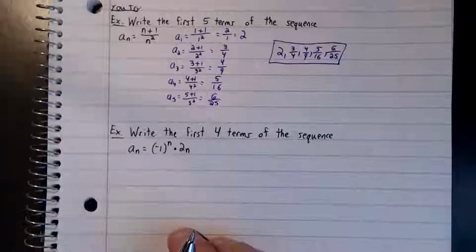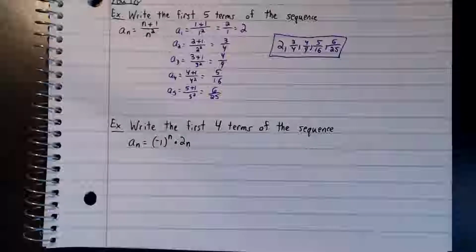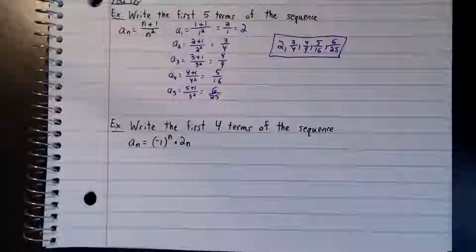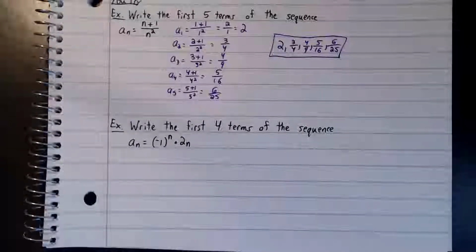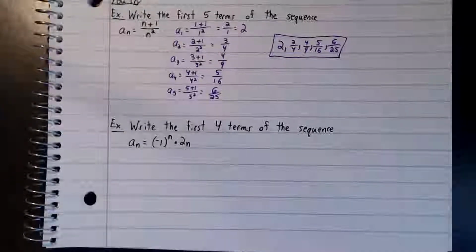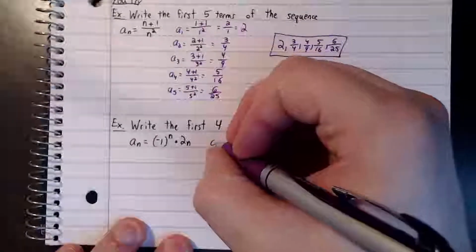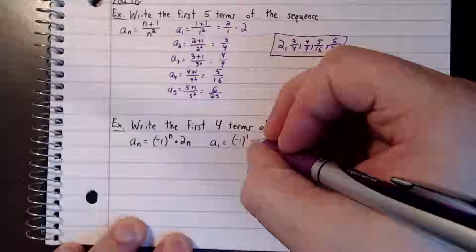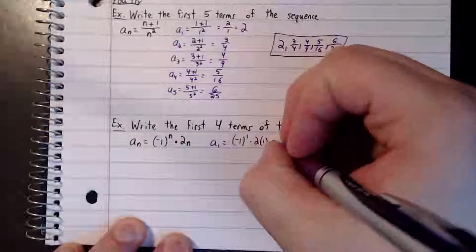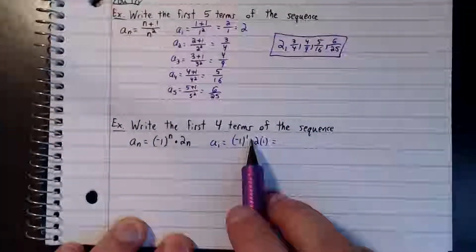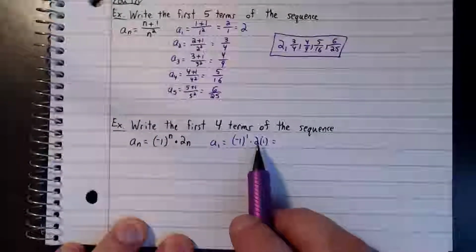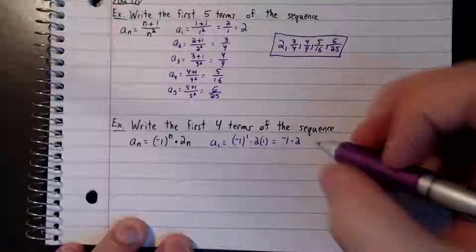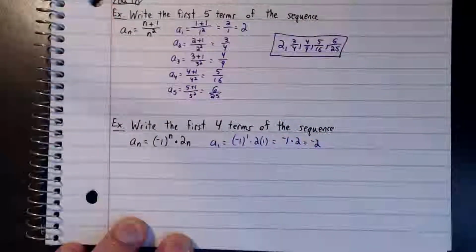Okay, another example to look at. We want to write the first 4 terms of this sequence: a sub n equals (-1) to the power of n times 2n. Alright, let's check this one out. So -1 to the first power stays as -1, times 2, that's just going to give us -2.